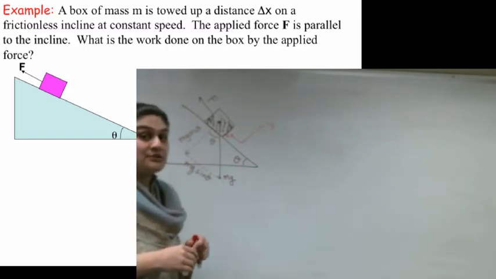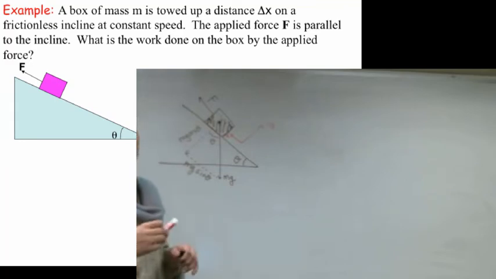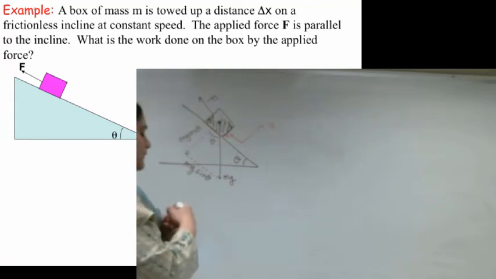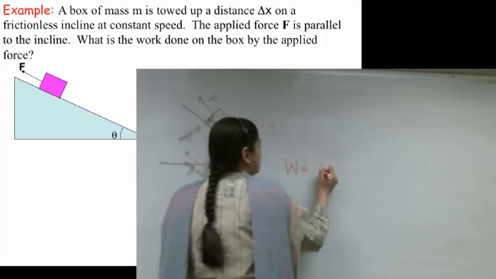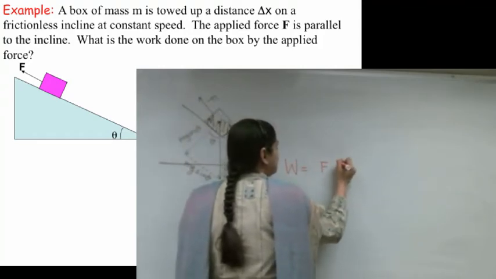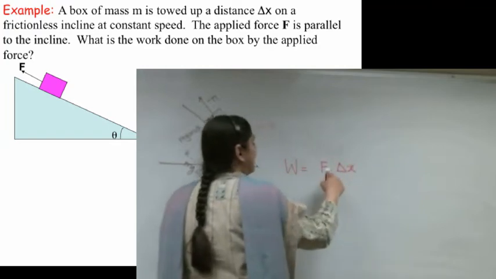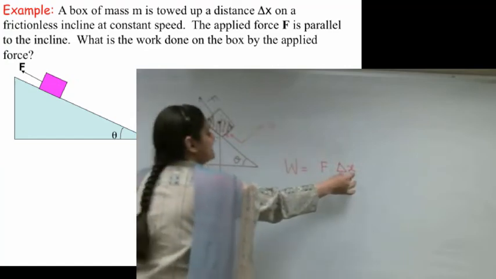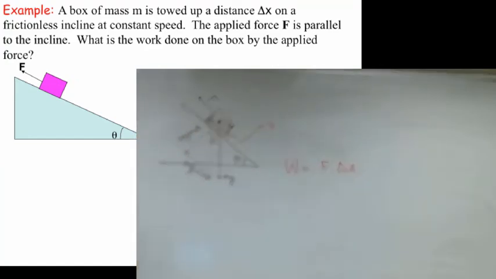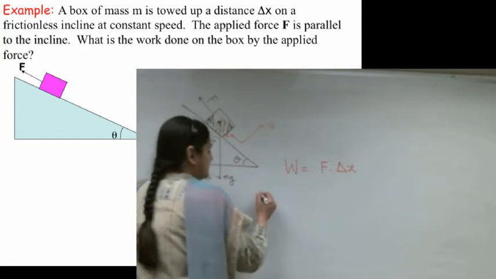And what are we required to do? We are required to find what is the work done on the box by the applied force. So my work done will be equal to F dot delta x, right? So I need to find a relationship between F, which is the applied force, and the distance delta x that it moves. Okay? So in order to do that, I need to go back to what I already know, Newton's laws, right? So what are Newton's laws?